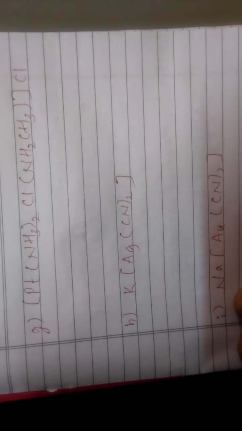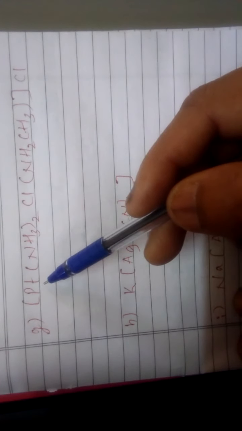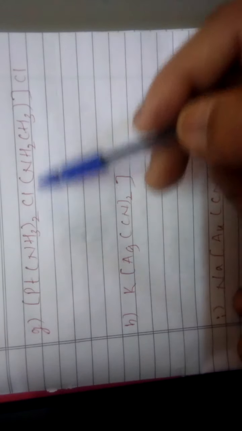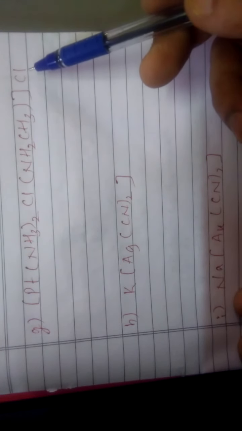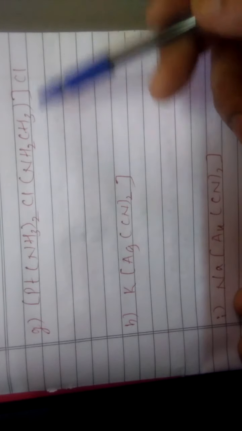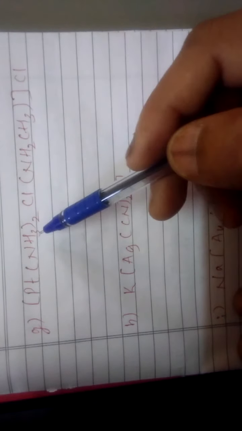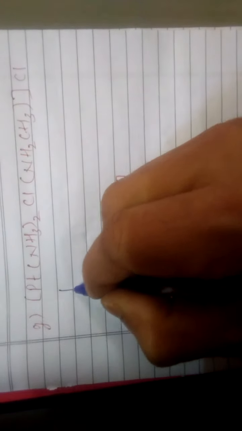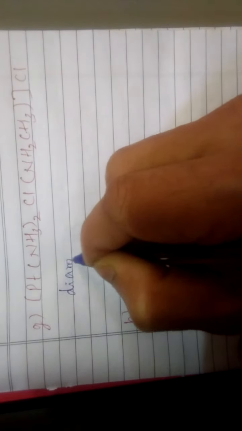Next compound is Pt(NH3)2Cl(NH2CH3)Cl. Okay, here in this compound platinum is the central metal ion, ammonia, chloride and methane amine, these three are the ligands, and chloride is the counter ion. So as per the alphabetical order, here amine comes first, then chloride, then methane amine. So first name the amines. It is diamine chlorido.